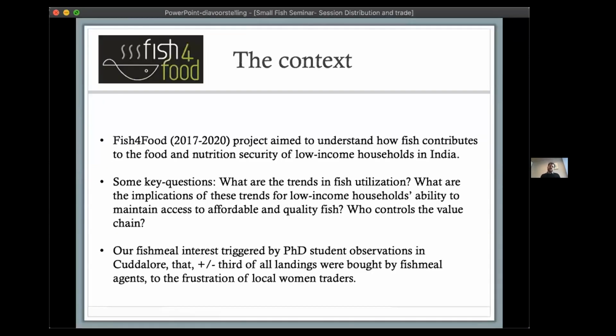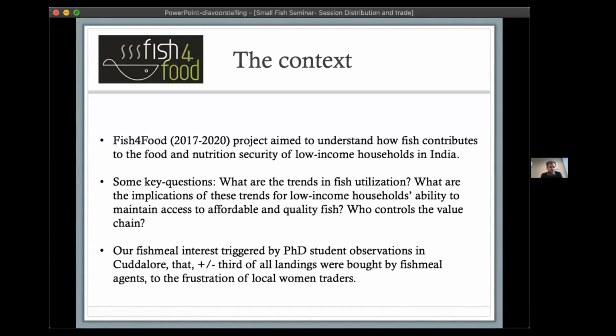So this Fish for Food project, of which this research was also part, aims to understand how fish contributes to the food and nutrition security of low-income households in India. And we also started to ask more political economy based questions of what actually are the macro trends in fish utilization in India, and what are the implications of these larger trends for low-income households' ability to maintain access to affordable and quality fish.